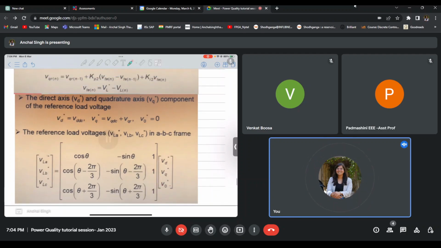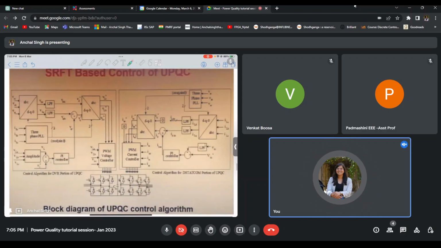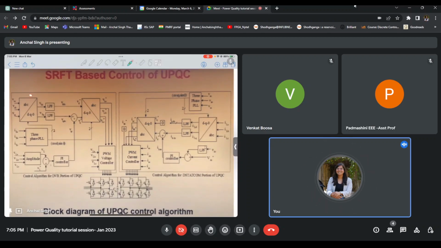Okay. So these were the equations that will be followed in order to implement this control algorithm here. What's inside this block and this block, they were the equations that we had just discussed. Okay. And why low pass filter was needed, what is the PI controller doing, all these things were explained by the equations that we had just discussed. Okay.